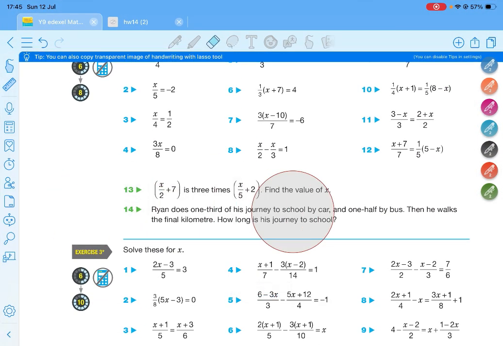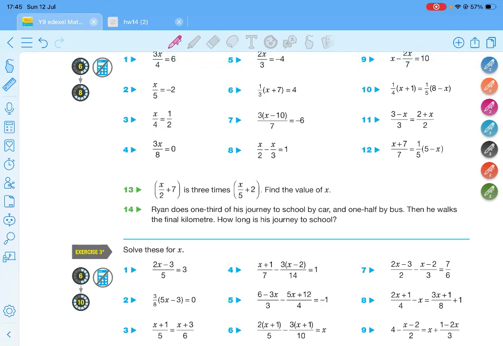Right. Read the question well. x over 2 plus 7 is 3 times of this one. So this equals what? 3 times of that one. First of all, you need to read this and build up this equation. If you build it up, you get 1 mark. Now you need to simplify this.